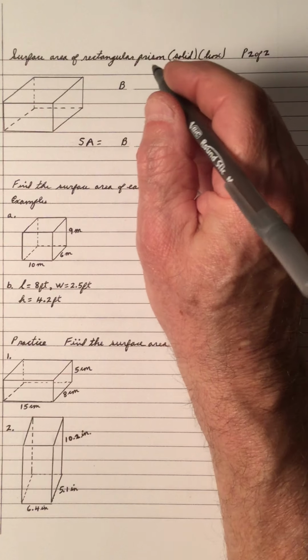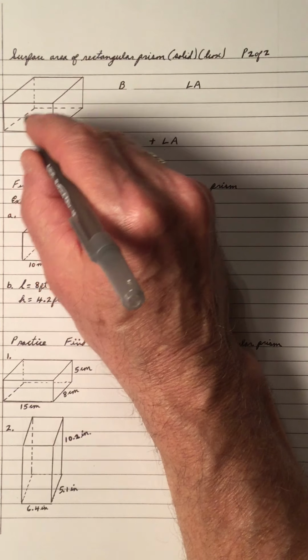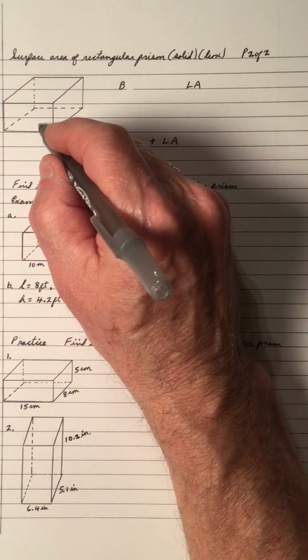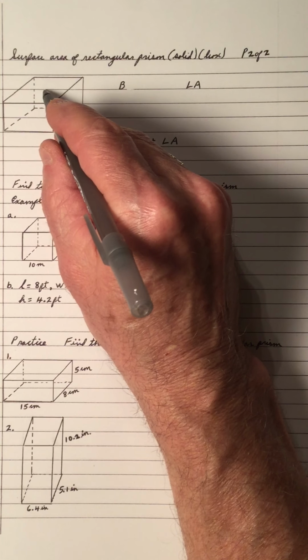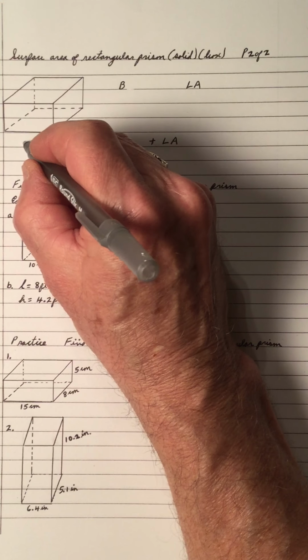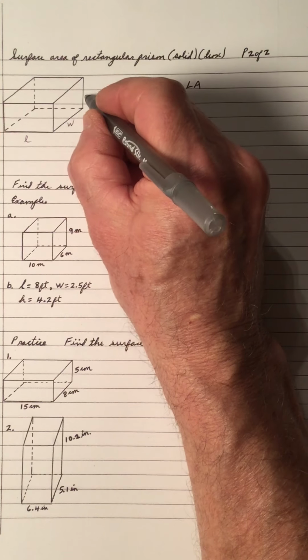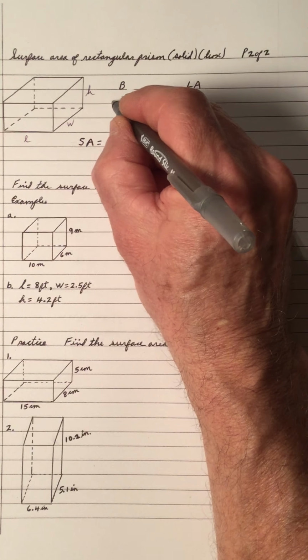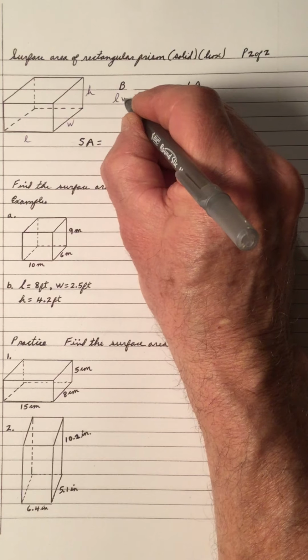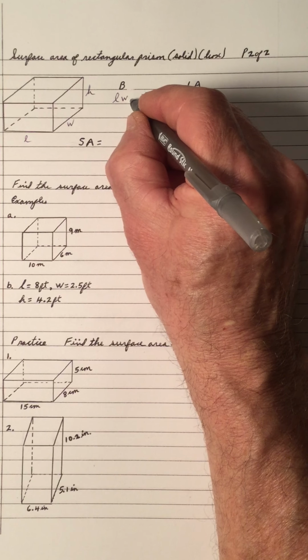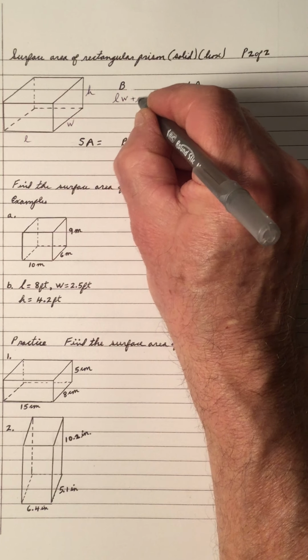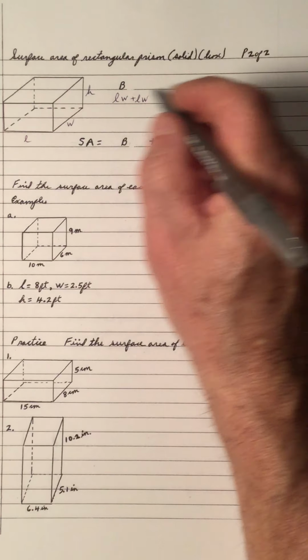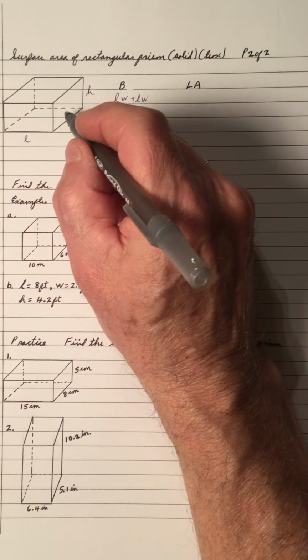We have a base area, and the base area is this right here, the bottom and the top. So we have a length, a width, and a height. Then the base area is LW, and the top is also an LW. And the lateral area is the area of the sides.